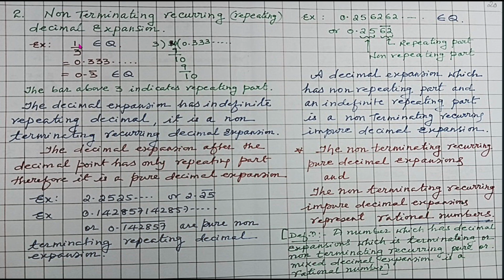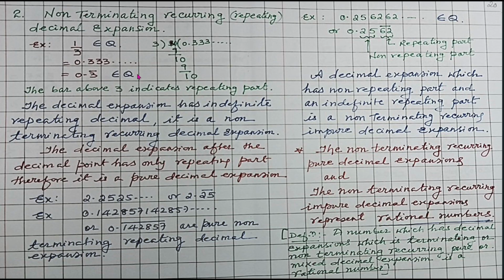Now coming to the non-terminating recurring or repeating decimal expansions. If I divide 1 by 3, again is a rational number. 1 by 3 is a rational number. When I divide 1 by 3, I get 0.3333 and so on. It continues. It is not ending here. So therefore, instead of writing 0.3333, we put a bar over 3, indicating that it is repeating. And mind you, 0.3 bar belongs to Q. That means 1 by 3 is a rational number, and 0.3 bar is also a rational number. Very interesting.